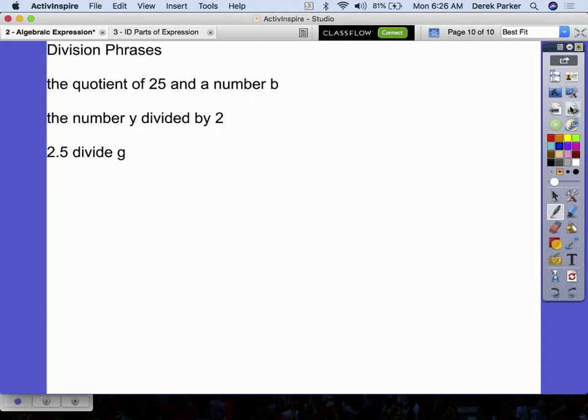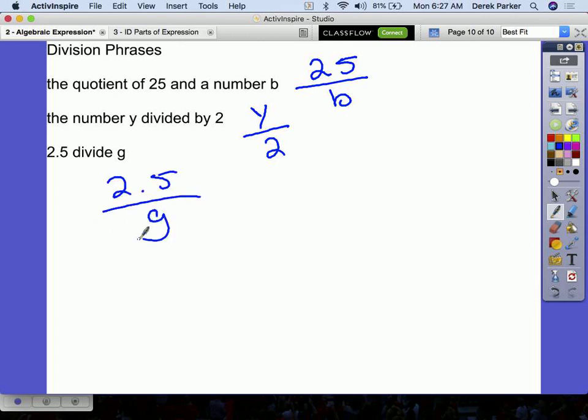And then last but not least, division phrases. The quotient of 25 and a number b. Now, the variable doesn't always go in the numerator. In this case, we're going to read it from left to right, and that's going to be 25 divided by b. The number y divided by 2 is going to be y divided by 2. And then 2.5 divided by g. And as you can see, all of those are written with fraction bars.